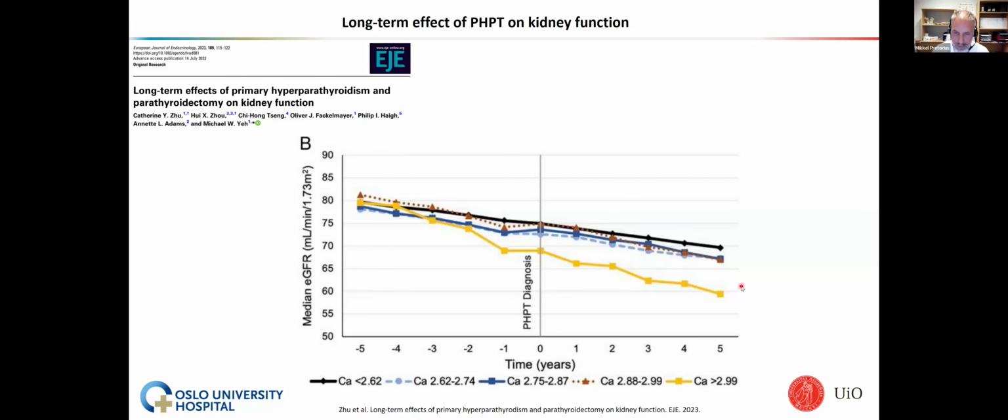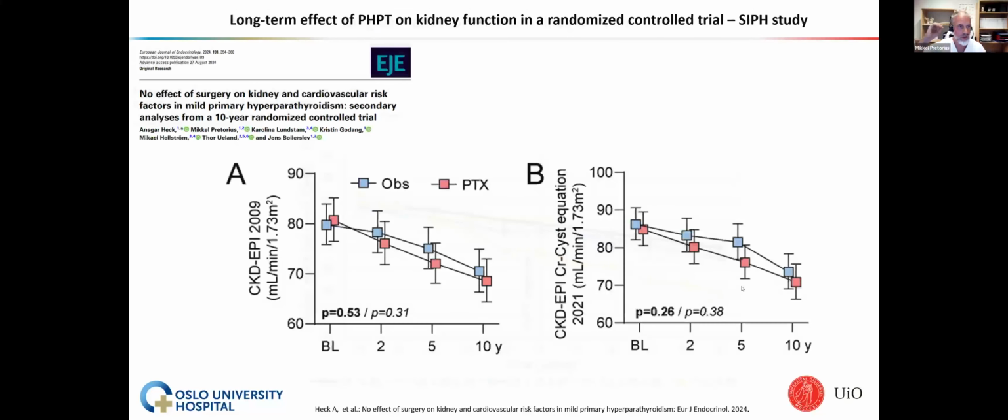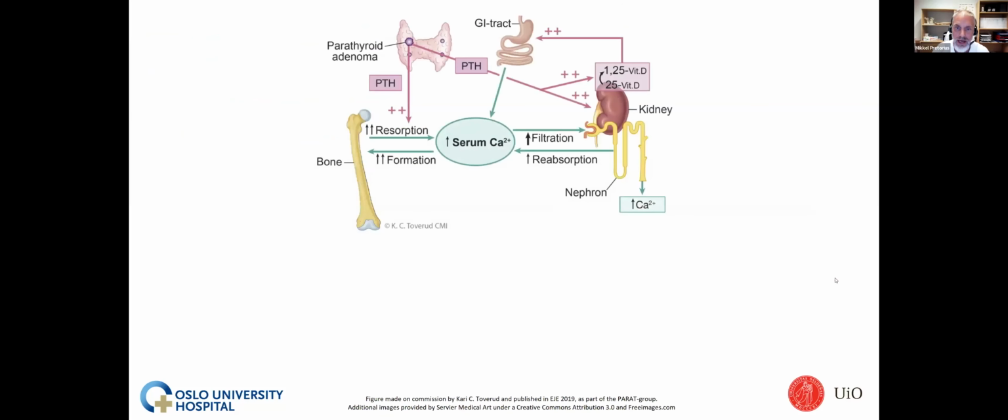estimated GFR. This is also supported by this recent study by Ansgar Heck, which showed the same in the SIP study, that the groups follow each other over a 10-year period, both in creatinine-based estimated GFR and also in cystatin C-based estimated GFR. There really seems to be no real treatment effect in this study.